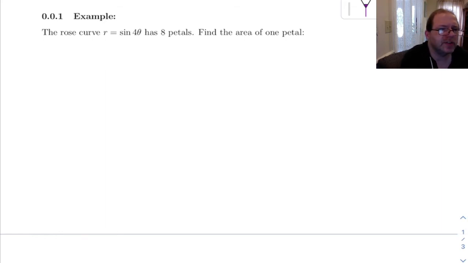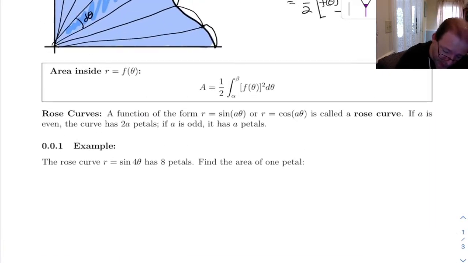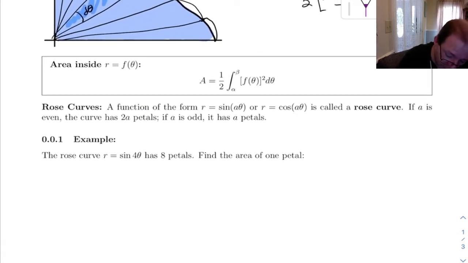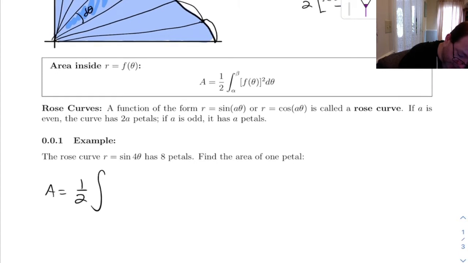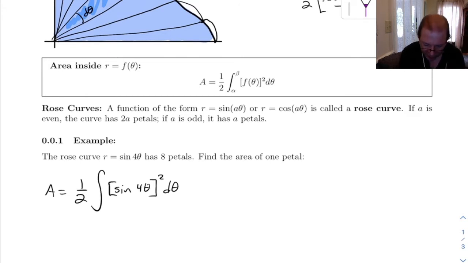This example says the rose curve r equals sine 4 theta has 8 petals. Find the area of one petal. Okay, so part of the setup here is really easy. We're just going to take the formula that we have up here for area, and we're going to say the area here is 1/2 integral of sine 4 theta squared d theta. And of course I can rewrite that putting the square on the inside if I want to.